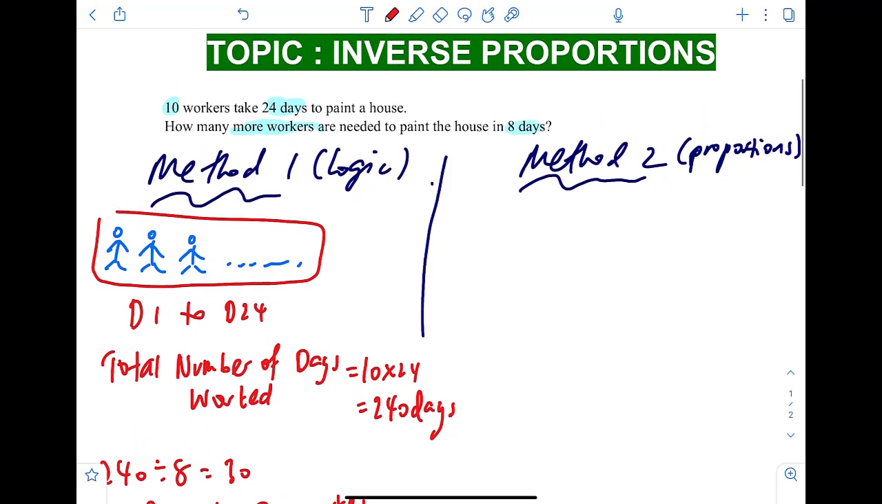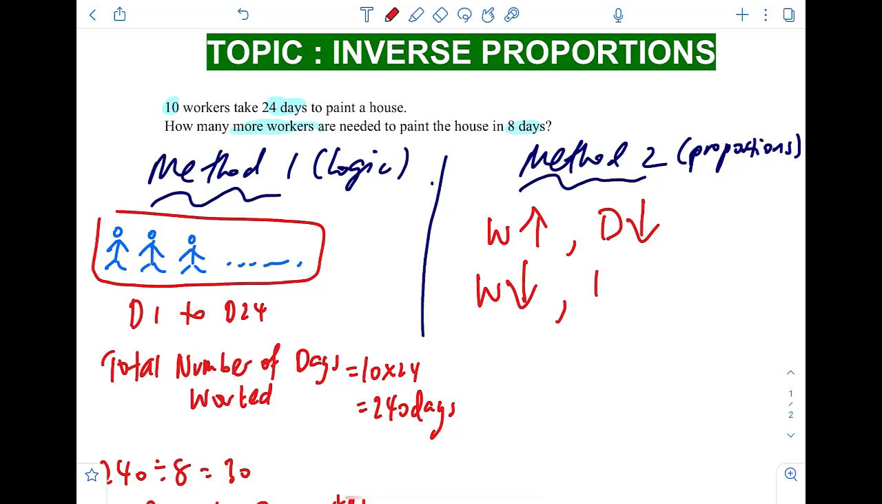Now, the second method is to understand this. When your number of workers goes up, the number of days needed will, of course, go down. So when one quantity goes up and the other goes down, or if you decrease the workers, you need more days to paint the same house. When they are opposite to each other, these two things are in inverse proportion. So for inverse proportion, you can write it like this.